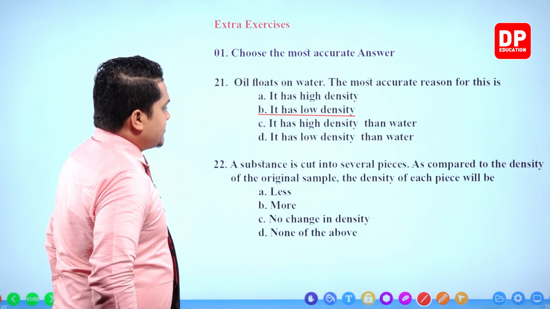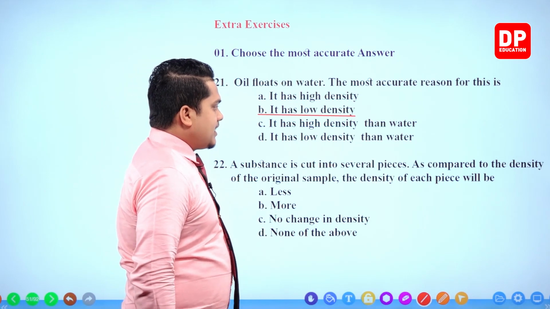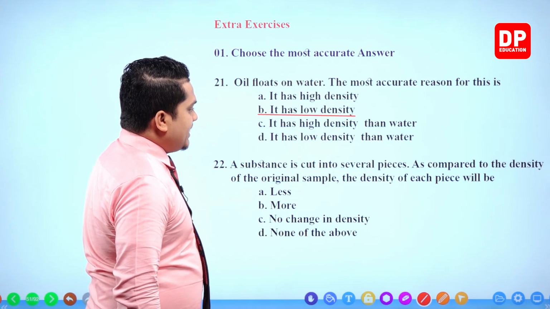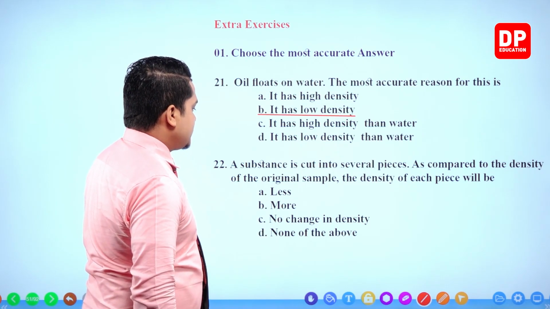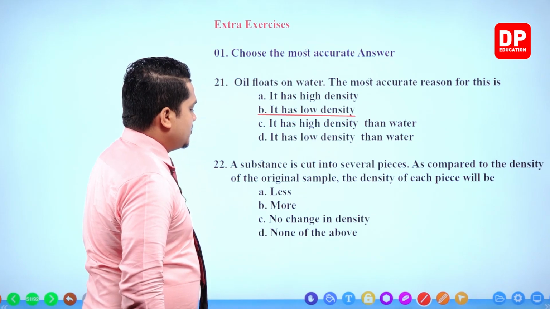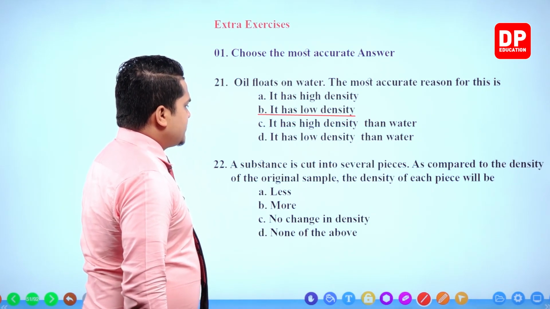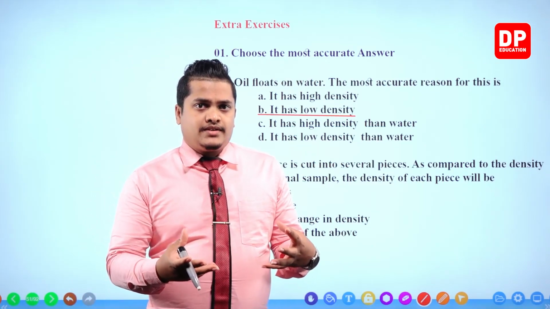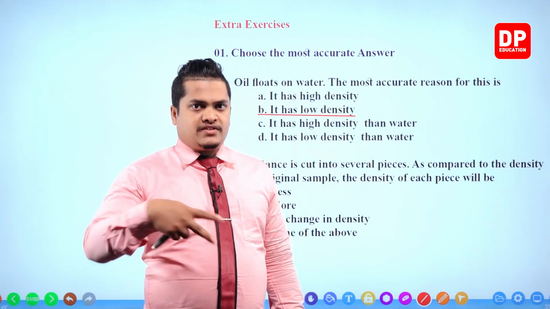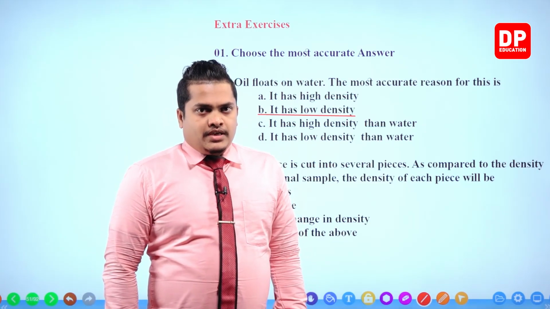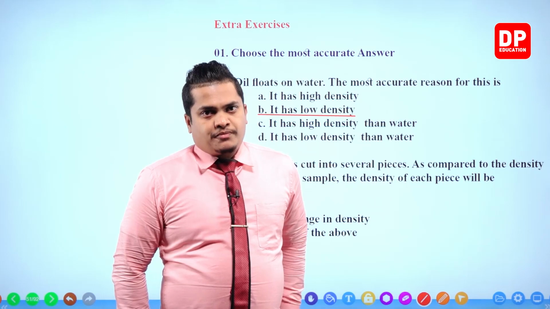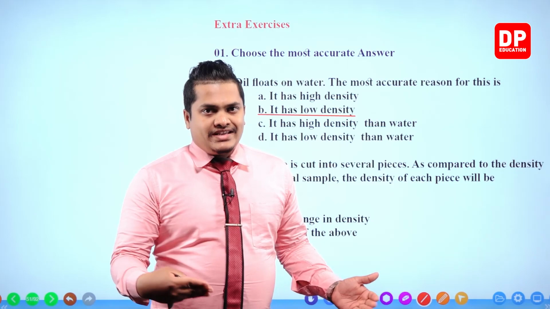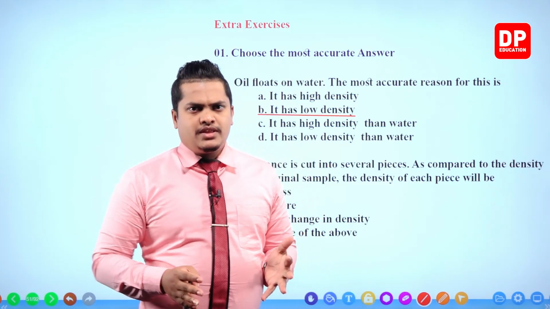Next one. A substance is cut into several pieces. As compared to the density of the original sample, the density of each piece will be less, more, no change, none of the above. Now, we'll imagine that it's a piece of paper. You are cutting that piece of paper into several parts. If so, what will happen to the density of each part? Over there you are reducing the volume.